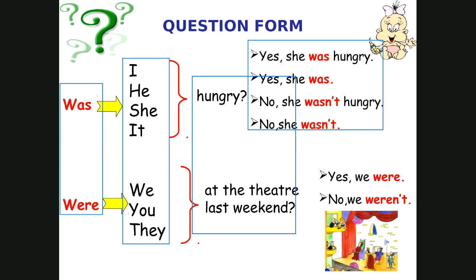Examples. Was I hungry? Was he hungry? Was she hungry? Was it hungry? And with the plural, were we at the theater last weekend? Were you at the theater last weekend? Were they at the theater last weekend? With each one of the answers.